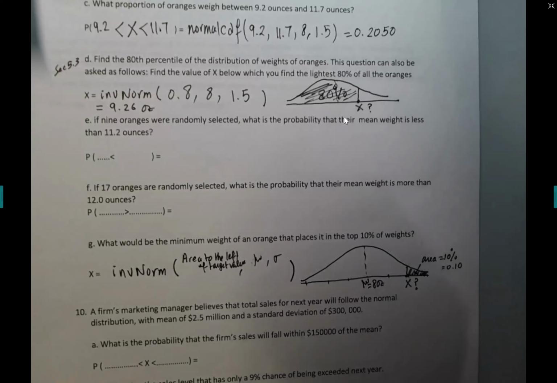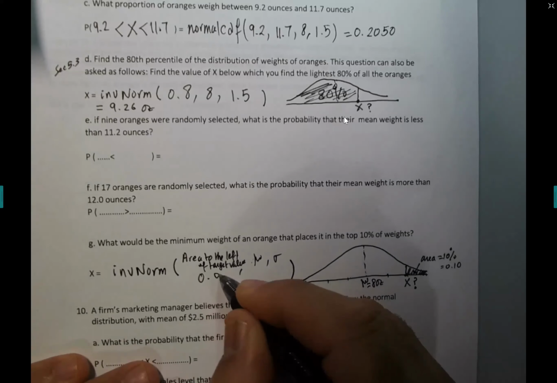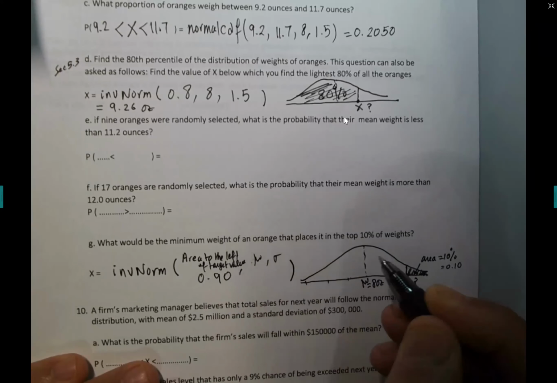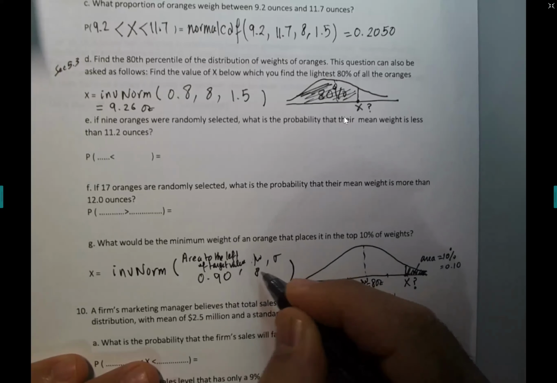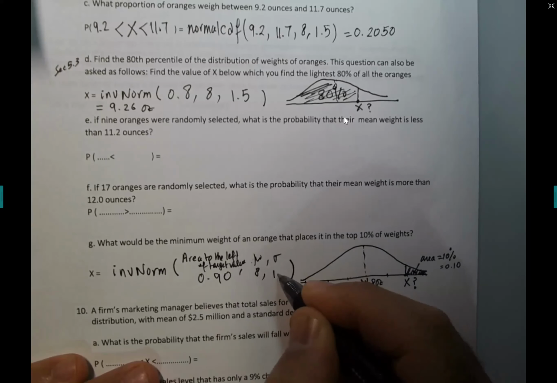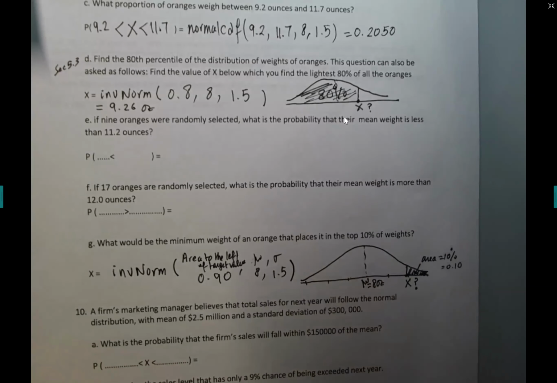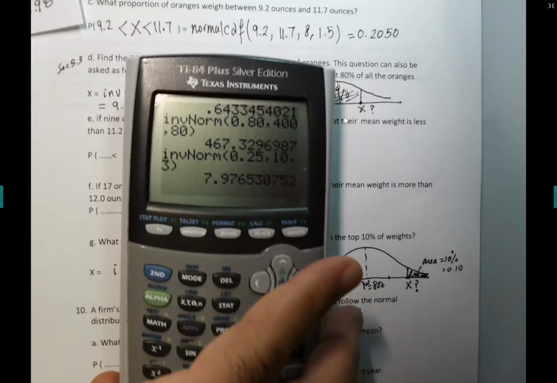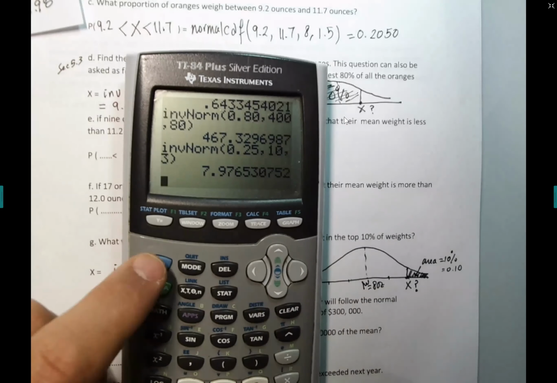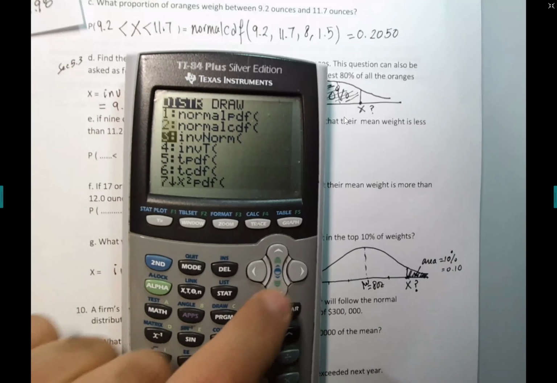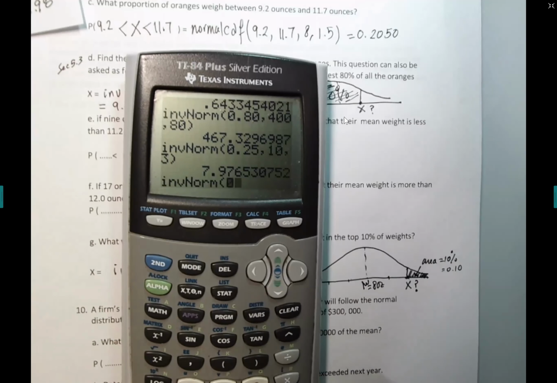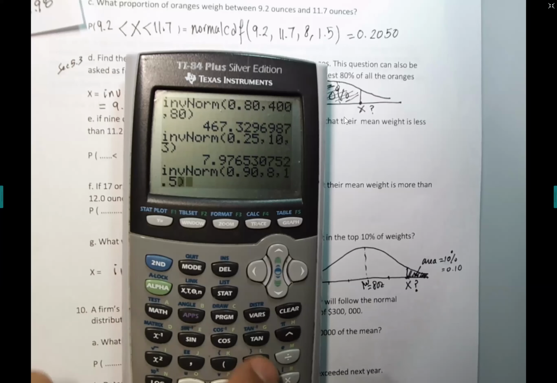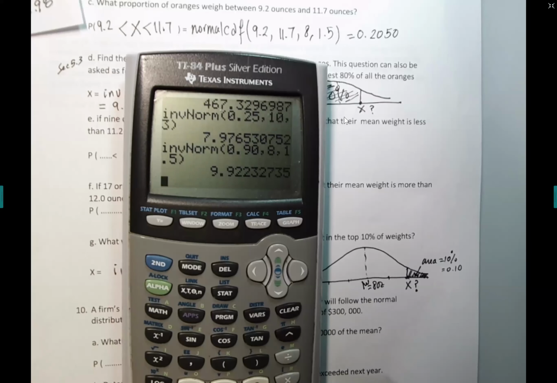So I'm going to put 0.9. And then I'm going to put the mean, which is 8. And I'm going to put the standard deviation, which is 1.5, and find the answer for you. 0.9, comma 8, comma 1.5. Watch. I got 9.92 ounces.